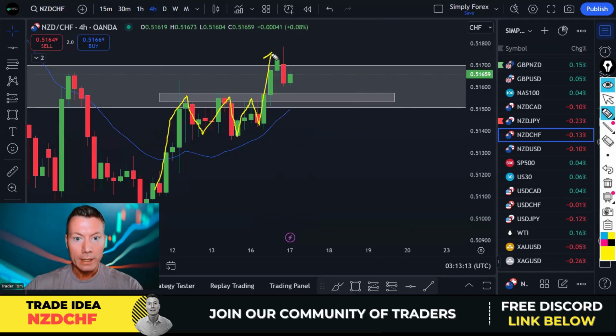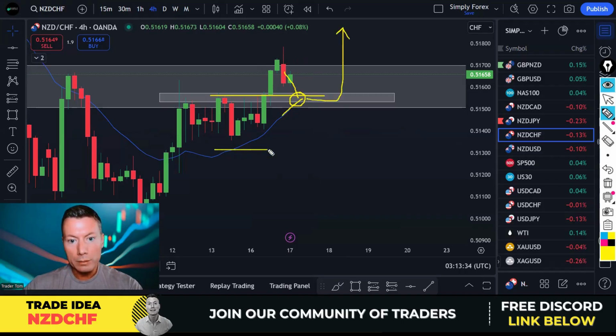bang, right? Again, it's one of those areas of consolidation. Who's going to win? Bang, buyers won, right? And then all I'm looking for, guys, is a retrace into here, right? We get a retrace into here, moving average 20 catches up. Okay, this could be a really nice area for buying New Zealand Swiss franc.